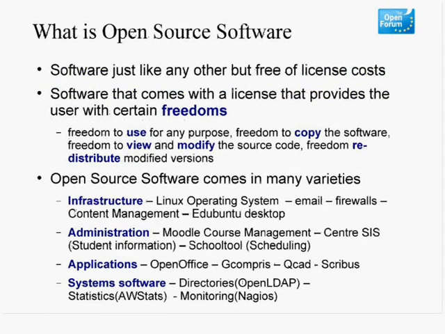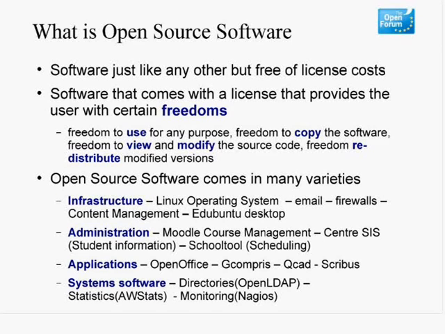And from an education perspective, maybe infrastructure is a significant thing. Your servers, your email, firewalls, content management, your overall desktop platforms, I'd maybe call infrastructure. Administration, I think a lot of people are starting to be aware of Moodle, maybe not a lot of people here on this call are using Moodle.